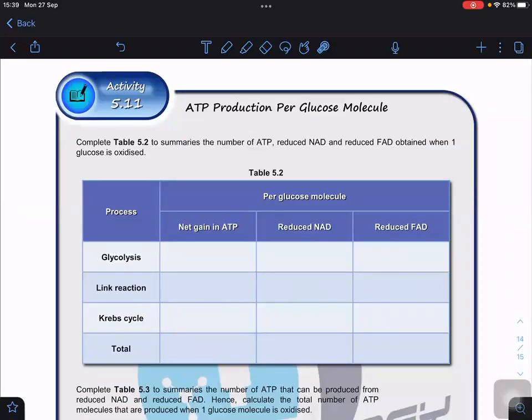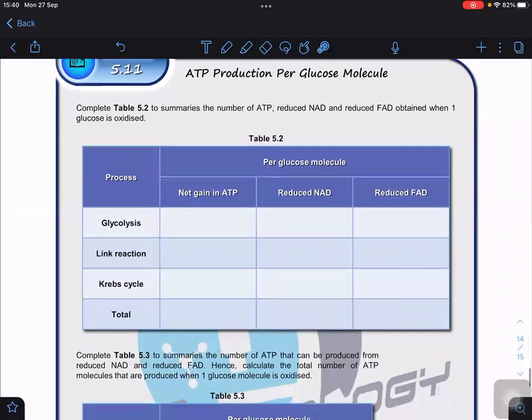Okay, so now we do a quick summary on ATP production per glucose molecule. We need to complete this table to summarize the number of ATP, reduced NAD and reduced FAD obtained when one glucose is oxidized. In glycolysis, how many ATP net gain? I will put net gain. So 2 ATP. But in fact, we do know that we produce 4 in glycolysis, but we use 2. We have to think, I say that minus out the cost, right? When we talk about the profit, 2 molecules of reduced NAD, reduced FAD, no, per glucose molecule.